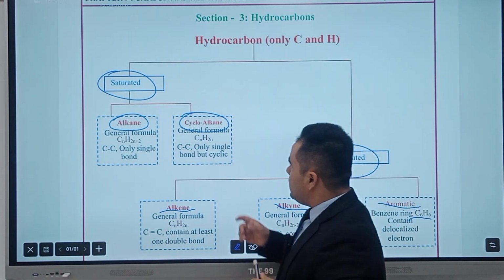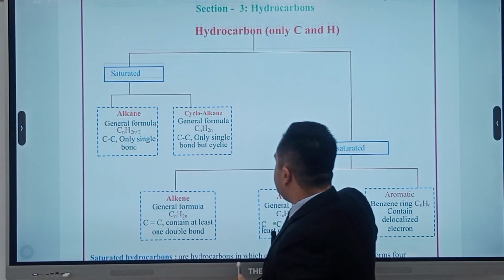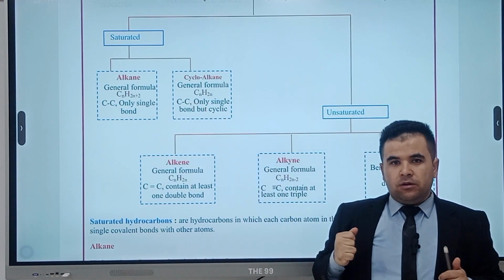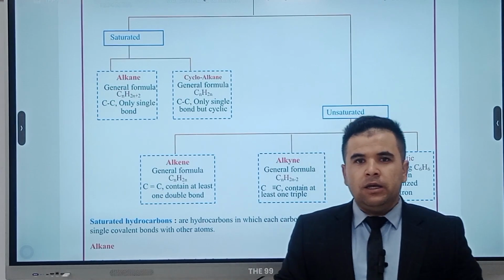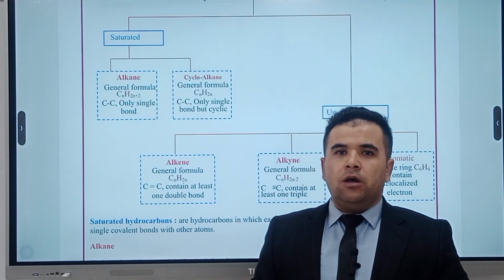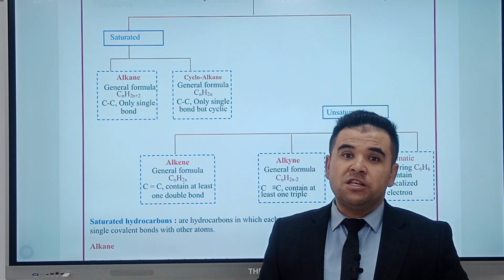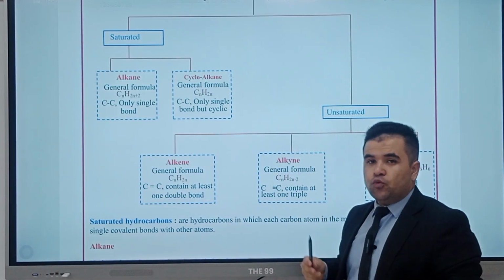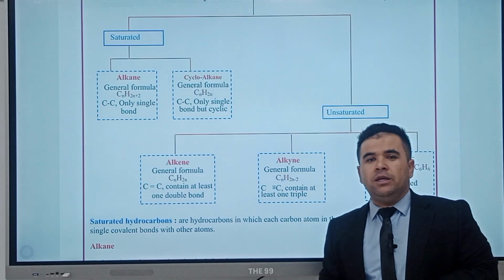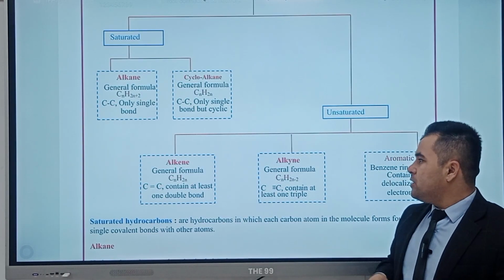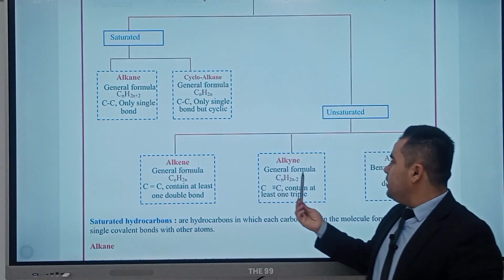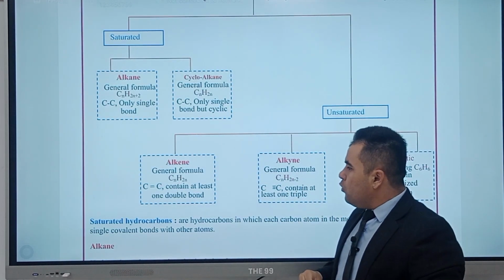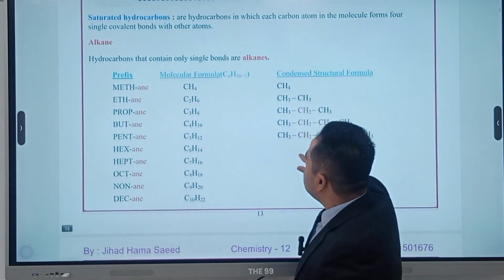Let us talk about the saturated hydrocarbons. Simply, by saturated we mean the bonding type or hybridization of the carbon is sp3 and the bonding is single bonds. But the unsaturated is sp2 and sp: the double bonds, the triple bond, and then the double bonds in the ring form. We'll be talking about each of them in detail.